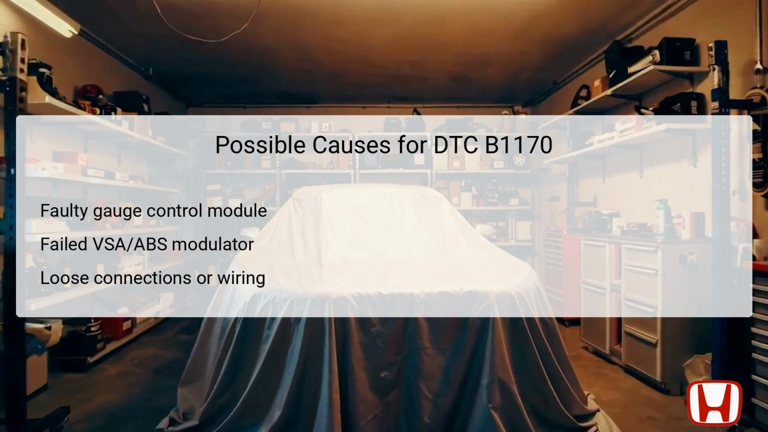Additionally, loose or corroded wiring connections between these components can lead to intermittent communication failures, resulting in this specific DTC. All three causes must be investigated thoroughly, as they can all lead to critical safety concerns. Understanding these issues allows technicians to strategize their diagnostic approach effectively.